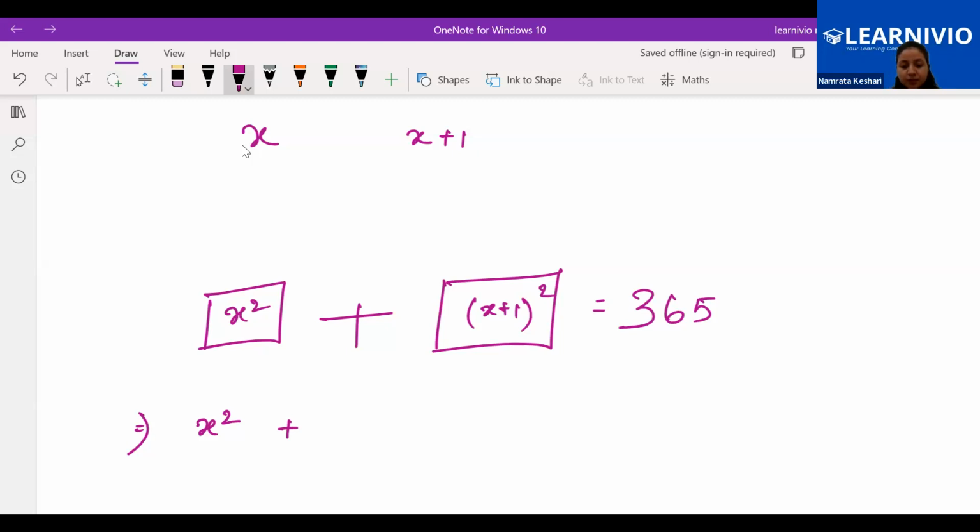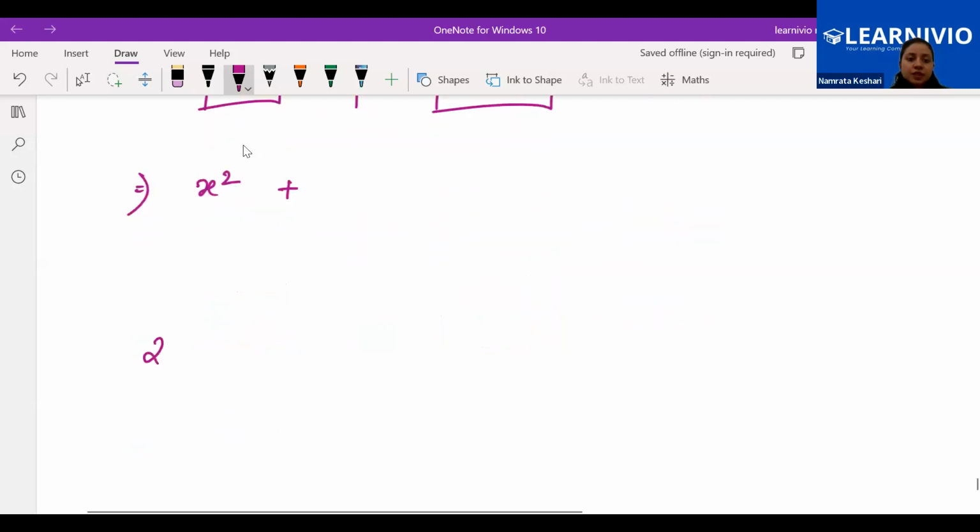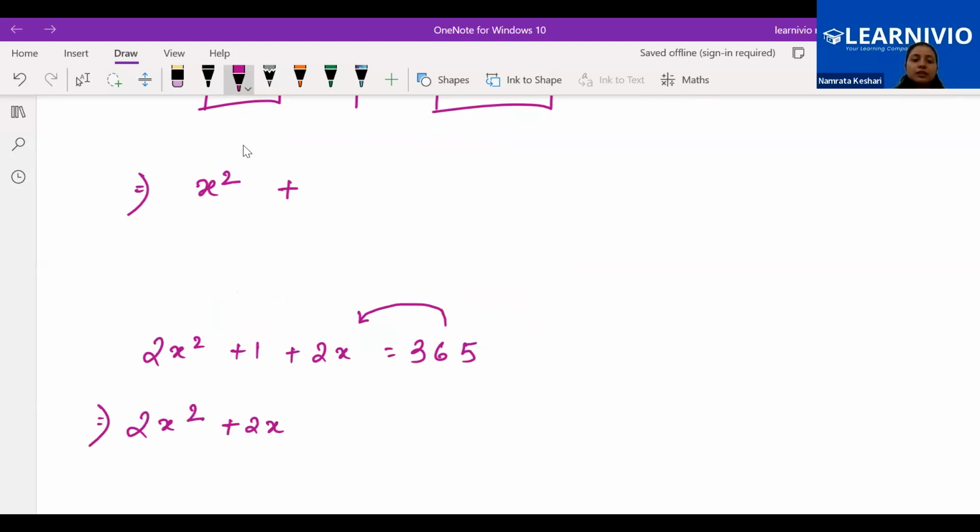Ma'am, I got 2x squared plus 1 plus 2x equals 365. Everyone is getting the same? Yes, ma'am. 2x square plus 2x minus 364 is equal to 0. Yeah, we can take the same thing. We can take that 365 to this side. So 2x square, 2x, and then 365 when we take on this side will be minus 365, and plus 1 is still there, equals 0. That means 2x square plus 2x minus 364 is equal to 0.